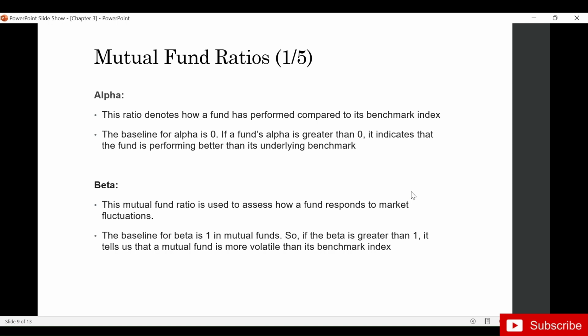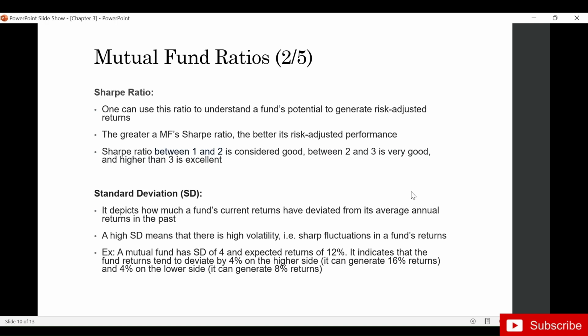The third mutual fund ratio is the Sharpe ratio. So this ratio helps us to understand a fund's potential to generate risk adjusted returns. Greater a mutual fund's Sharpe ratio, better is the fund's risk adjusted performance. So a Sharpe ratio between 1 and 2 is considered to be good. A Sharpe ratio between 2 and 3 is considered to be very good, and a Sharpe ratio higher than 3 is considered to be excellent.